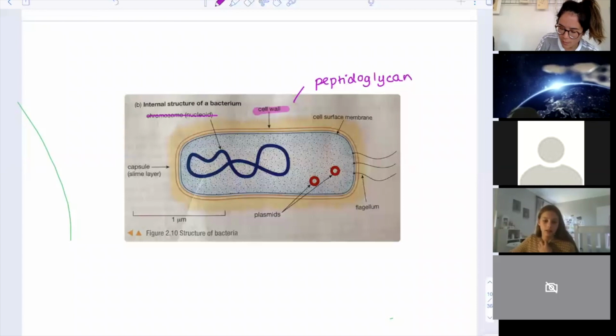So that is the key difference here in the bacterial cell. It has no distinct nucleus.